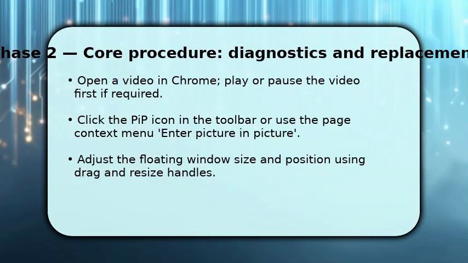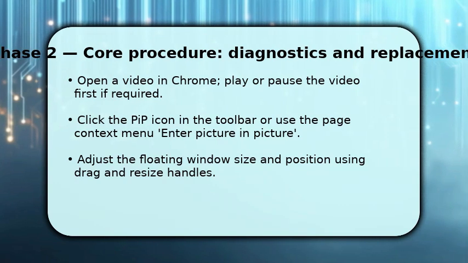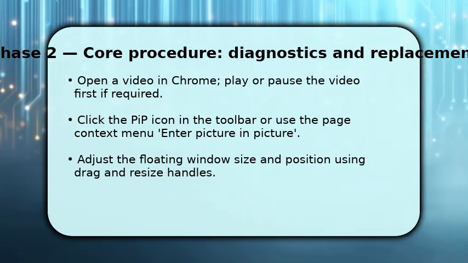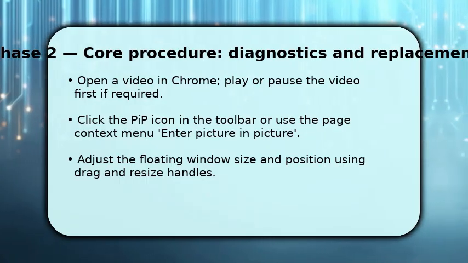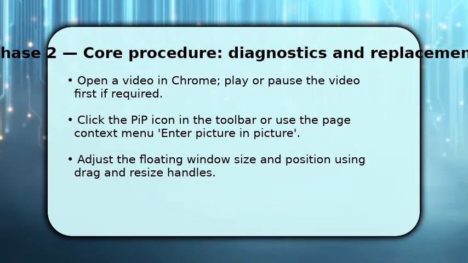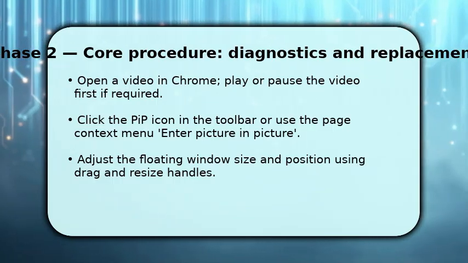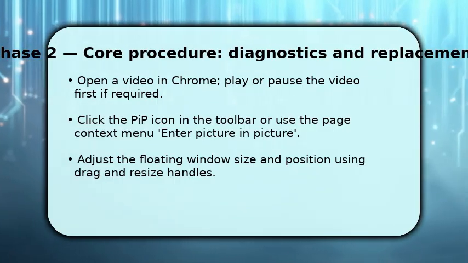Now you open a video and prepare to pop it out. If playback is necessary, start or pause briefly. Some players only expose frames while playing. Click the PiP toolbar icon or right-click the video and choose Enter Picture-in-Picture. Either method signals the extension to create the floating window.